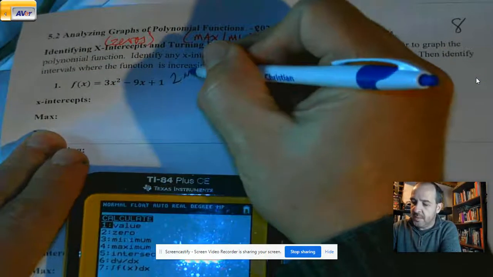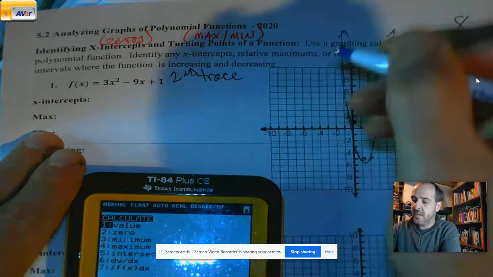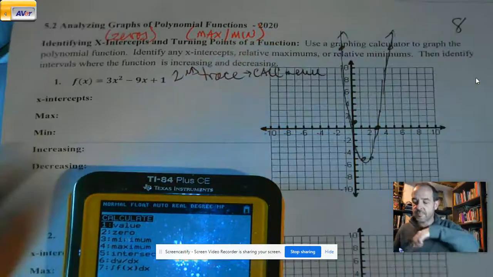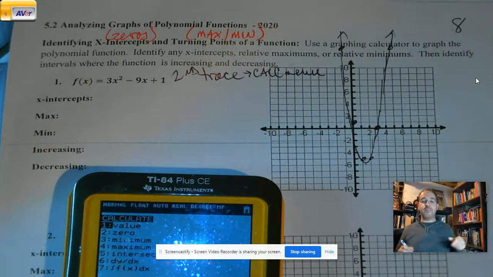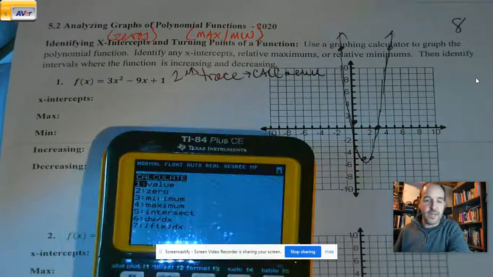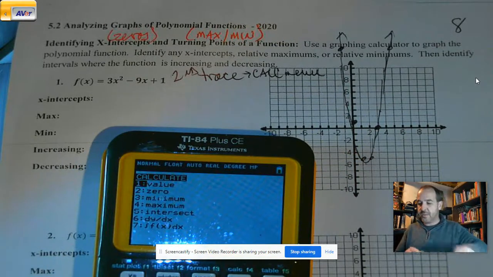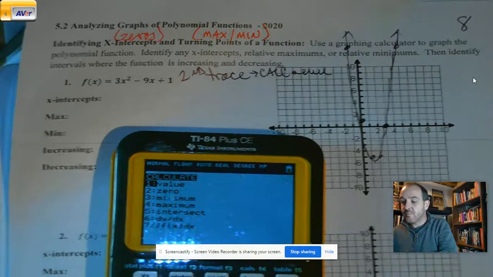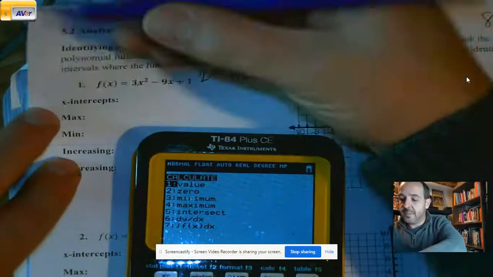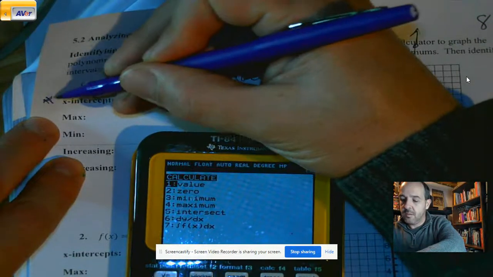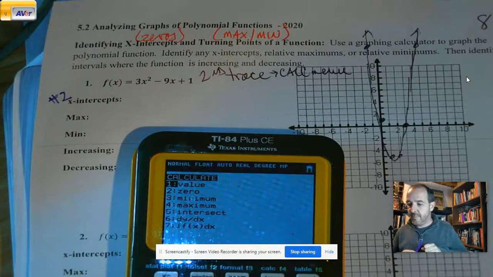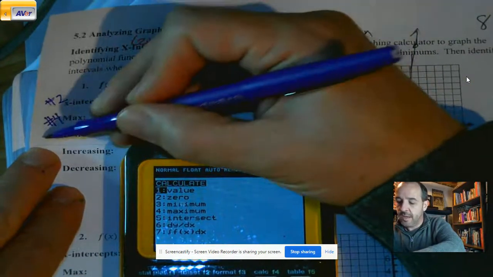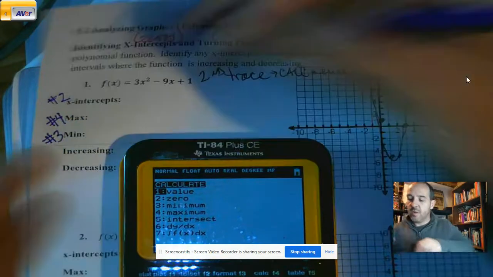We're going to do second and trace, which will get me to the calculate menu. This calculate menu is basically the menu we're going to find for everything that we need. So we're just going to take a note here off to the edge. We're always going to do second trace. Then if we want an x-intercept, we're going to do number 2. If we want a max, we're going to do number 4. And if we want a min, we're going to do number 3.